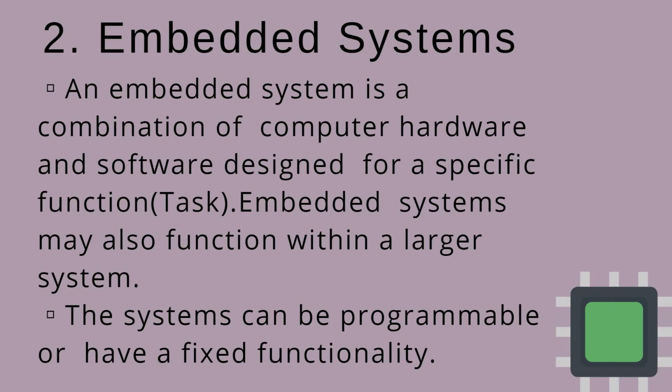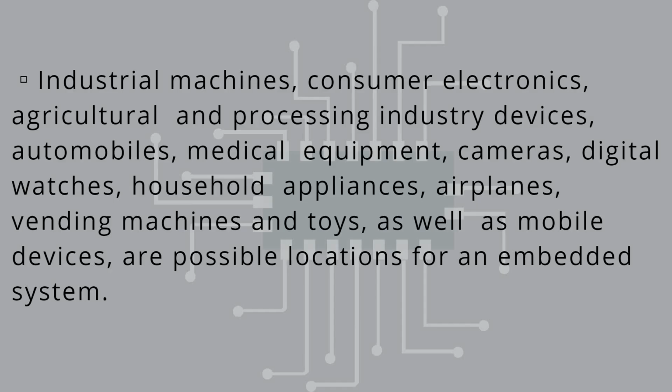So, what is an embedded system? An embedded system is a combination of computer hardware and software designed for a specific task or function. An embedded system may also function within a larger system. So that's what an embedded system means. Next slide.